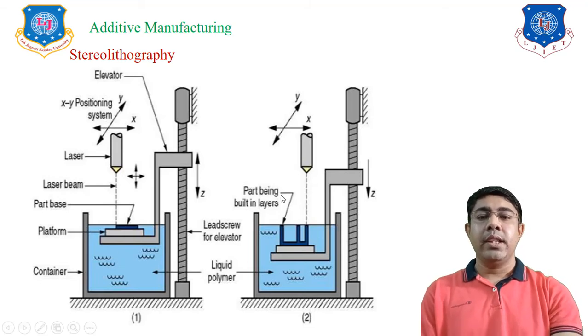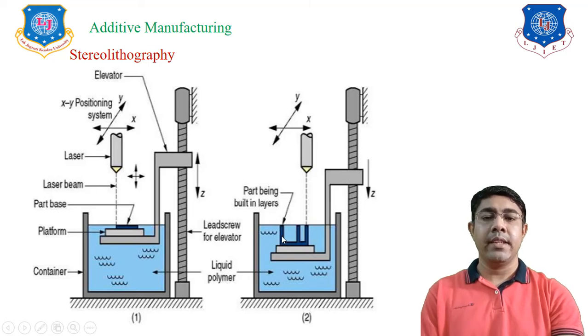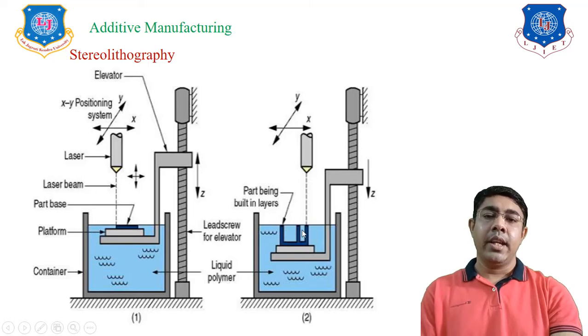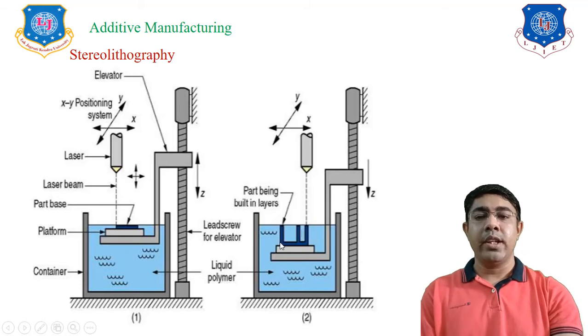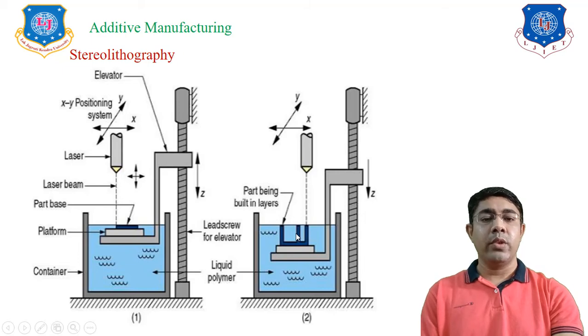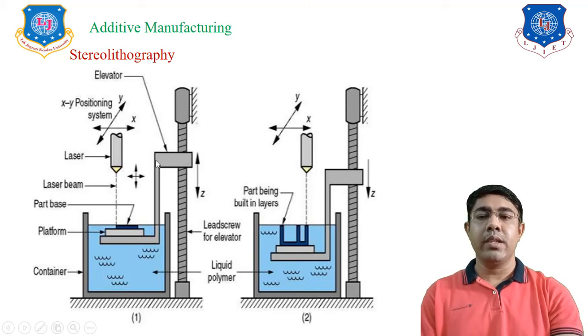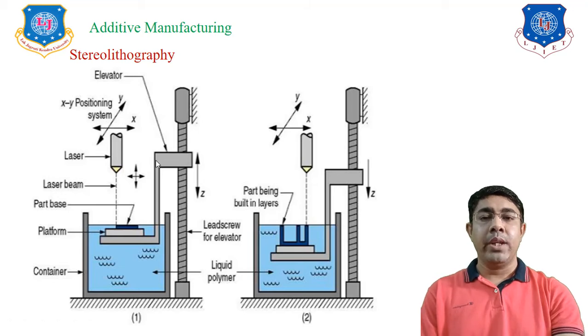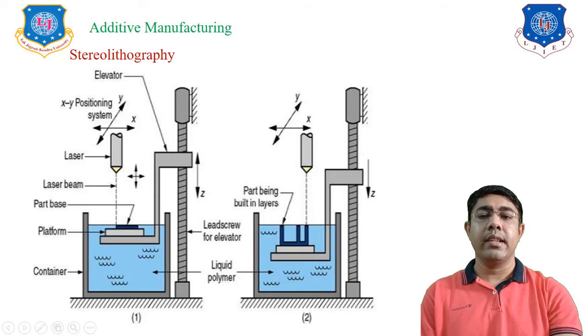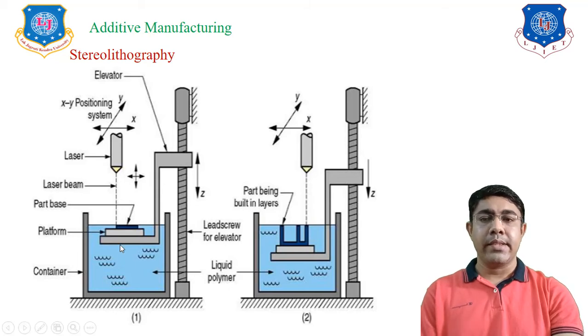Here you can see that many layers are manufactured, and accordingly the component is built. After the full component is manufactured, the platform is raised and the component is removed. So this is the stereolithography process, and the principle used to manufacture the component is polymerization, with liquid polymer used as the material.